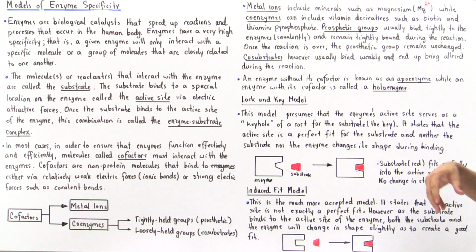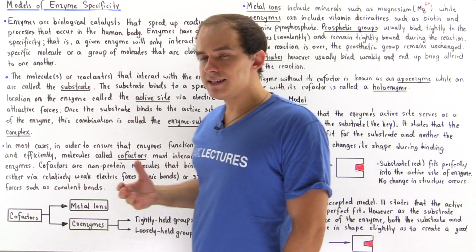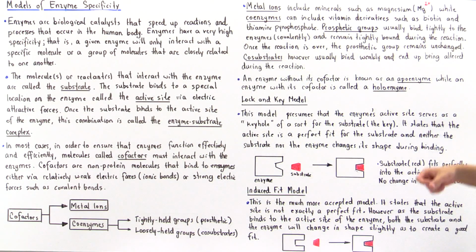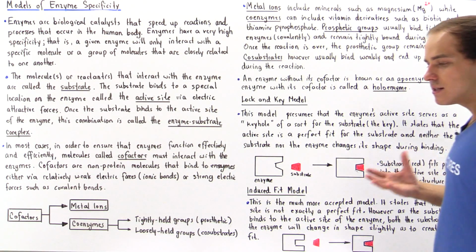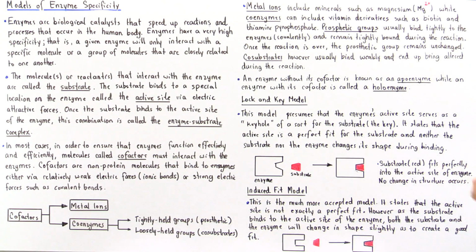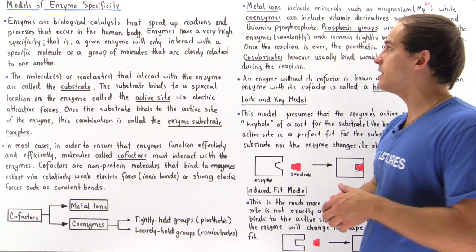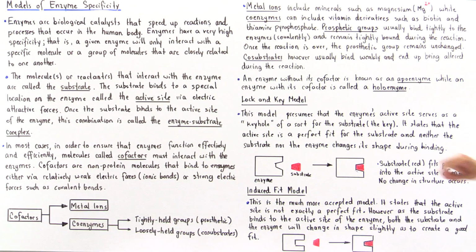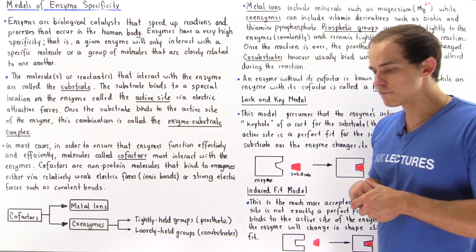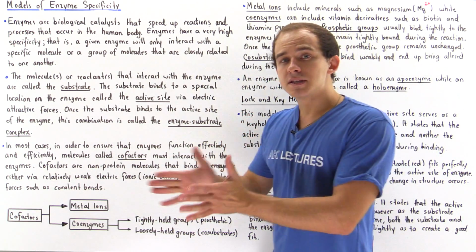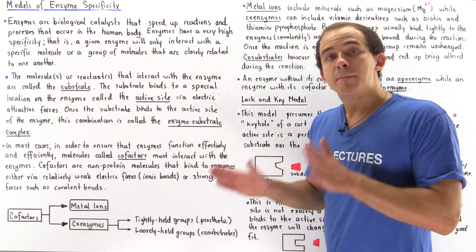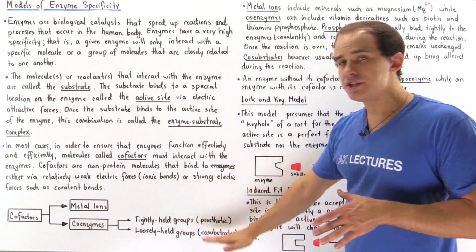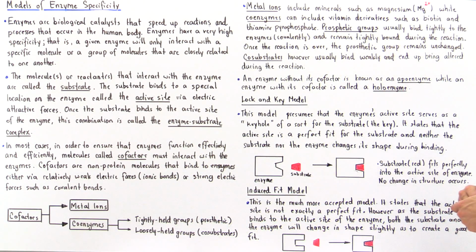So metal ions include the minerals such as magnesium, zinc, and potassium, and so forth, while our coenzymes are basically vitamin derivatives, and this includes biotin and thiamine pyrophosphate. Now, biotin is basically a water-soluble B vitamin, specifically it's the B7 vitamin, while our thiamine pyrophosphate is also a B vitamin derivative. Now, our coenzymes can be subdivided into these two groups. But what exactly is the major difference between these two groups as discussed earlier?